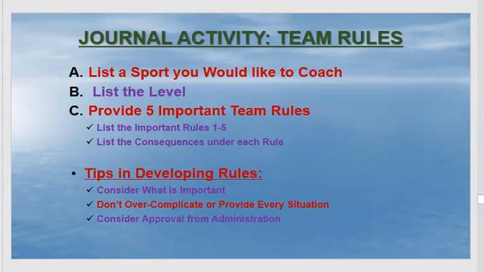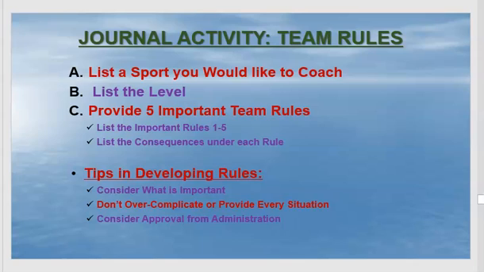So think about some team rules. List a sport you would like to coach. So get a sheet of paper out, put down A, the sport you would like to coach or plan on coaching or think you're going to coach. And then write down the level for me. Is it a youth recreational team? Is it a freshman or JV level? Is it a high school varsity level? Or is it going to be a college level? So write down that level for B.